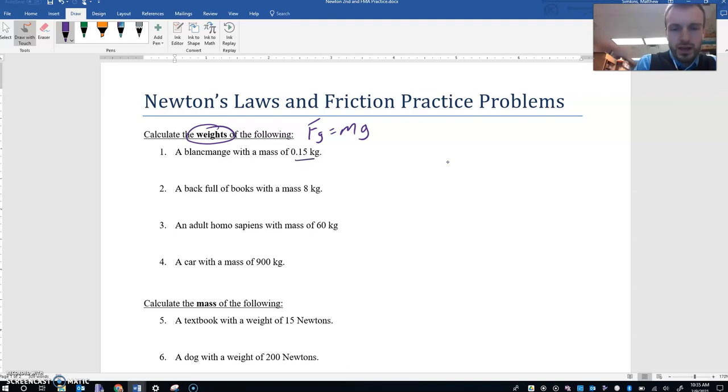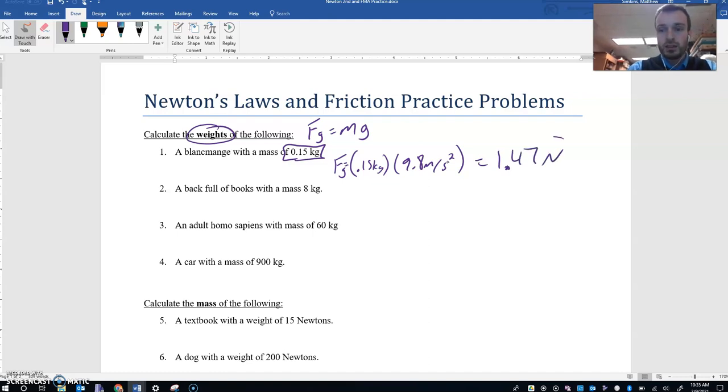I'm a physicist. So if the mass is 0.15 kilograms, Fg equals 0.15 kilograms times 9.8 meters per second squared. So the big idea for these first 4 problems, just to get you some practice here, is that weight is the force of gravity.